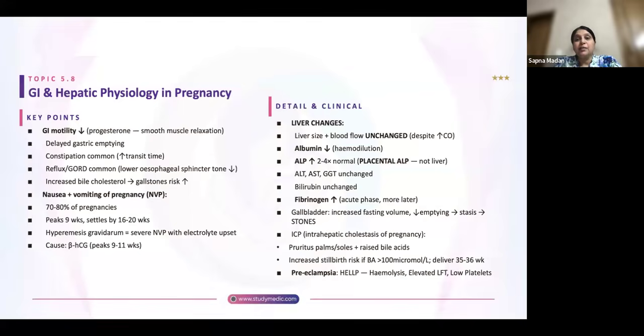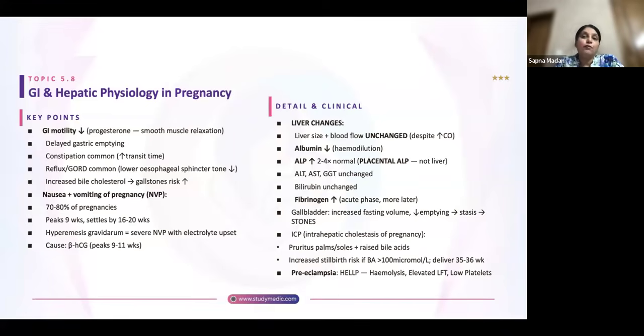Liver changes that we see: the liver size and blood flow are unchanged. Albumin is decreased because of hemodilution. As far as the liver enzymes are concerned, the ALT, AST, and gamma-glutamyl transferase remain unchanged, while the alkaline phosphatase increases 2 to 4 times.